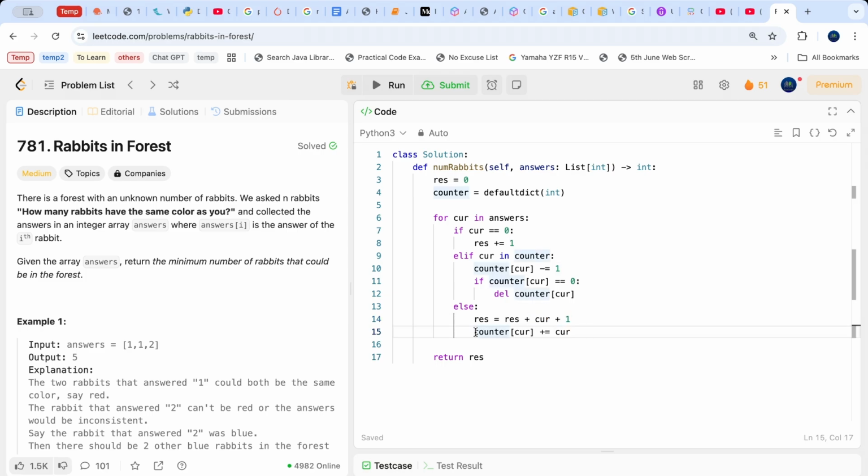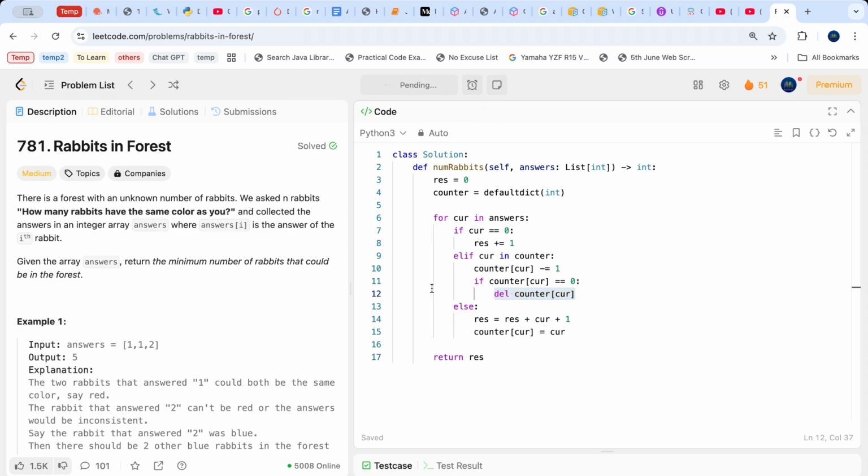And the counter for current is plus equal to current, or it can actually work with equal to as well. So we are saying that if a rabbit is telling me that there are 2 more rabbits like me, there is a mapping where the key is 2 and the value is 2. So that next time when we see that this 2 belongs in our counter, it is already in our counter, we are just going to reduce the number by 1. And then if the current counter is equal to 0, the moment it is equal to 0, we are going to delete it or remove the key from our mapping. That's the complete solution for this particular problem.